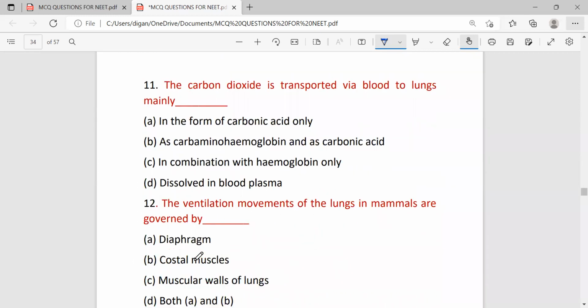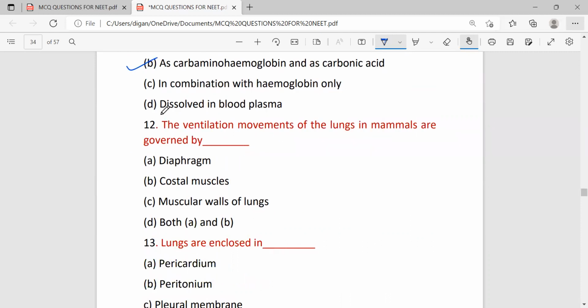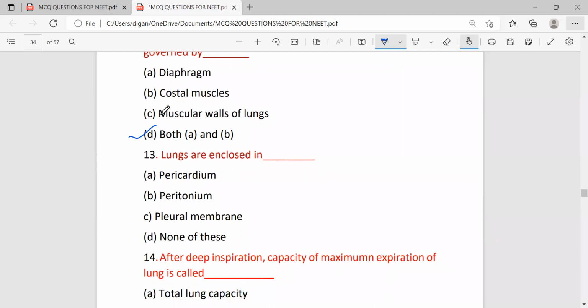Now go for question number 11. The carbon dioxide is transported via blood to lungs mainly. For question number 11, the correct option is B, as carbaminohemoglobin and as carbonic acid. For question number 12, the ventilation movement of lungs in mammals is governed by option D, means both A and B, means it is governed by both diaphragm and costal muscle. So option D is correct, means A and B both answers are correct.